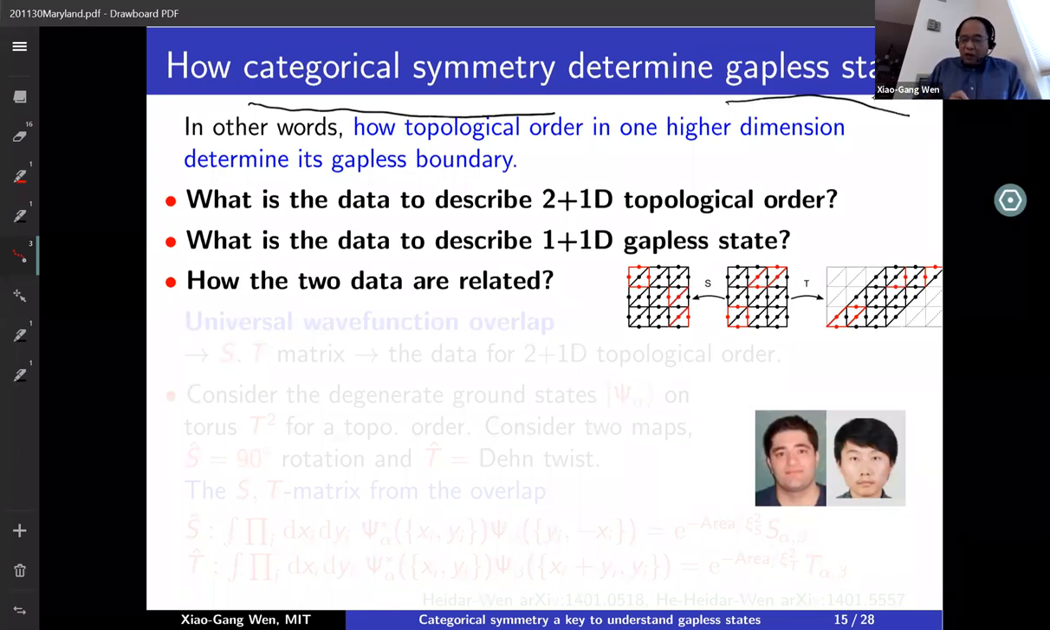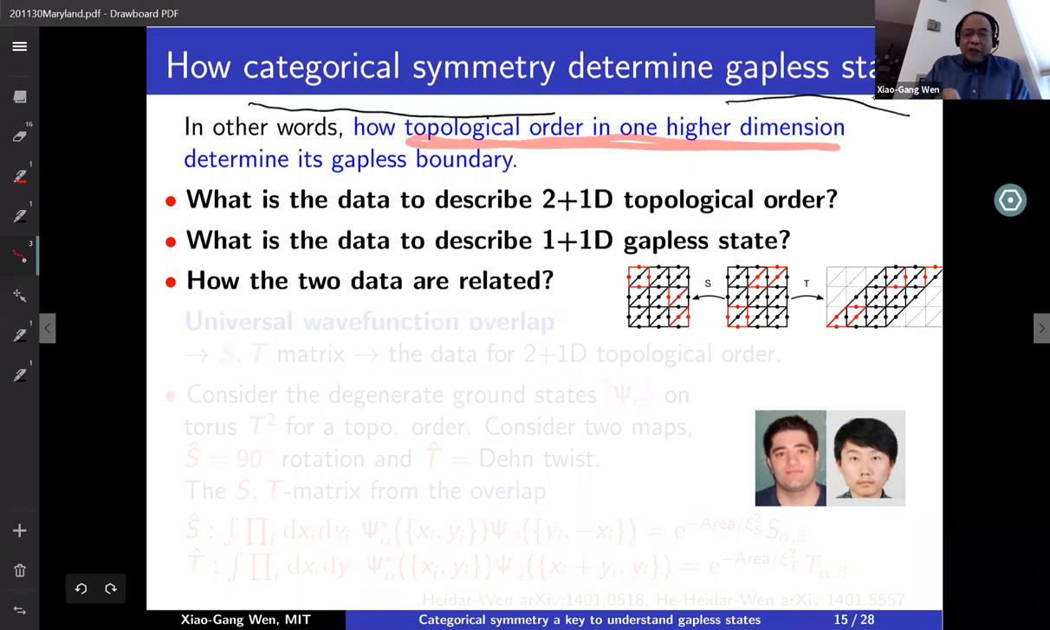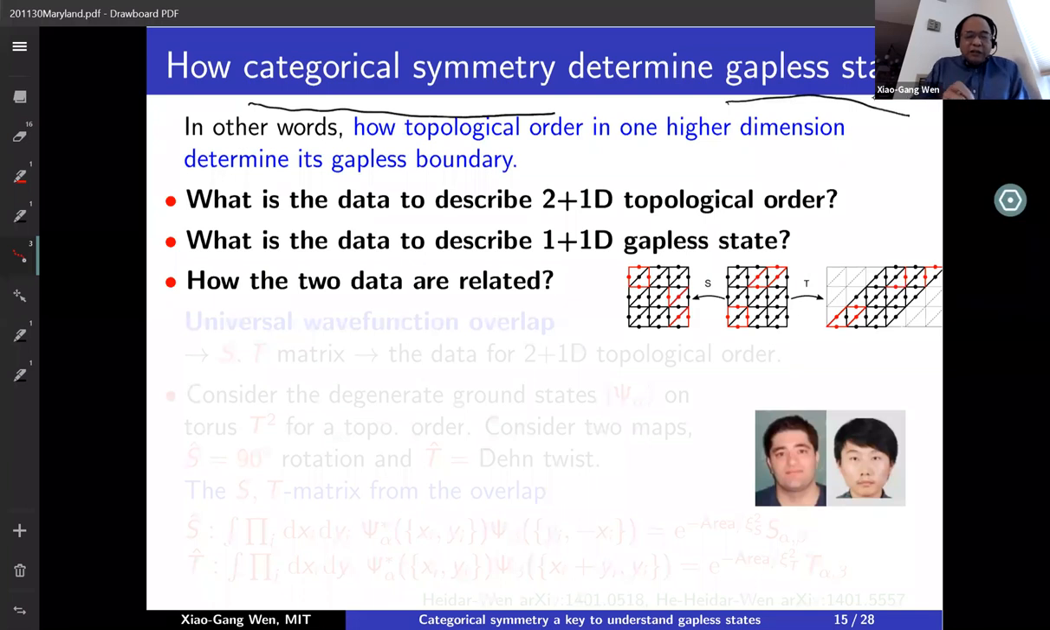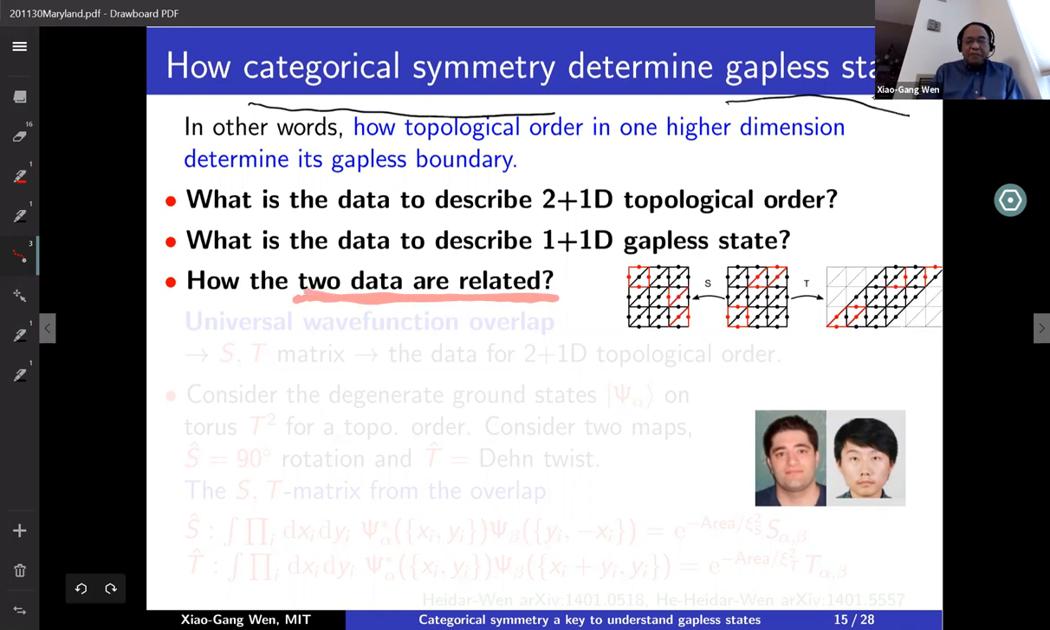But from this holographic point of view, because categorical symmetry is equal to topological order in one higher dimension, this question becomes how to determine the gapless boundary from its topological order in the bulk. So how does the topological order in the bulk determine its gapless boundary? To really answer this question, we need data to describe topological order. We also need data to describe the gapless states. And then we can ask this question more concretely by asking how the two sets of data are related.